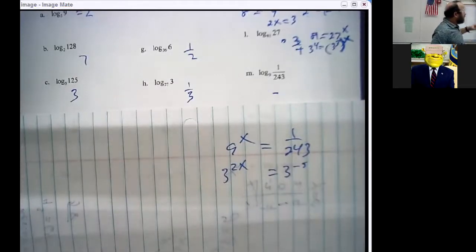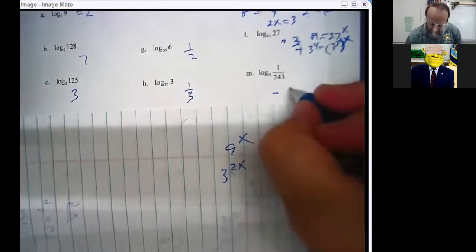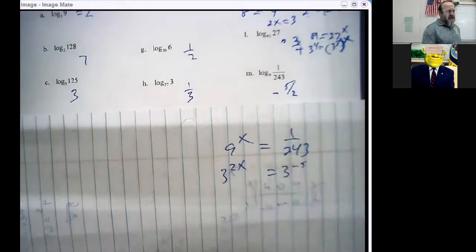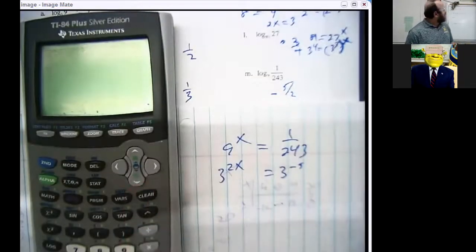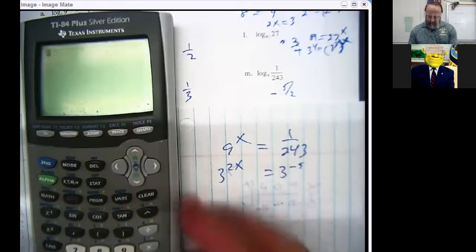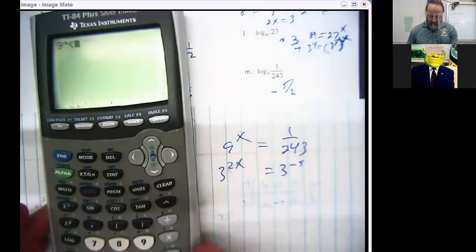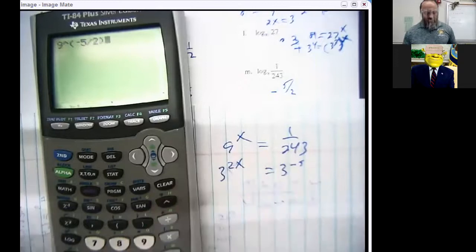Now, if you look at it that way, can you tell me what the answer is? 3 to the 2x is 3 to the minus 5. What does x have to be? It has to be negative 5/2. That's really, really strange. If I did this right, if I took 9 and I raised it to the negative 5/2 power, what should the answer be? It should be 1 over 243.